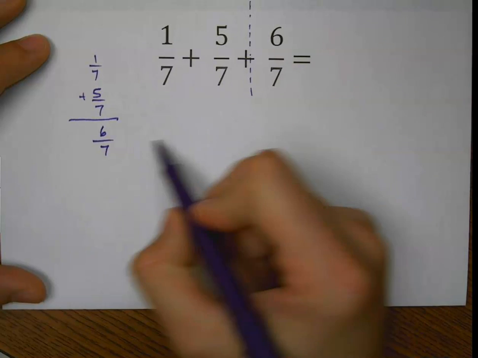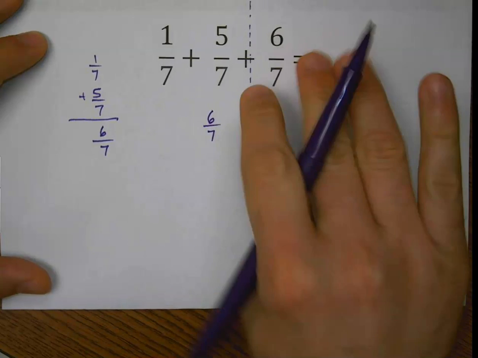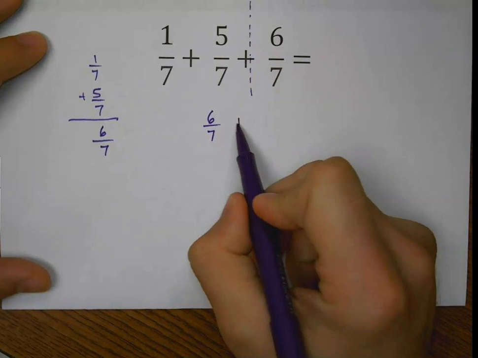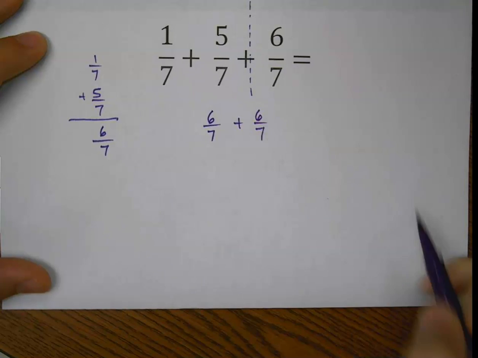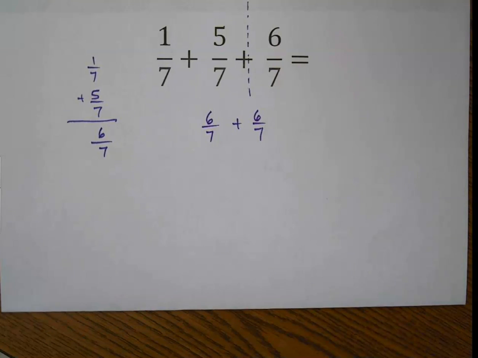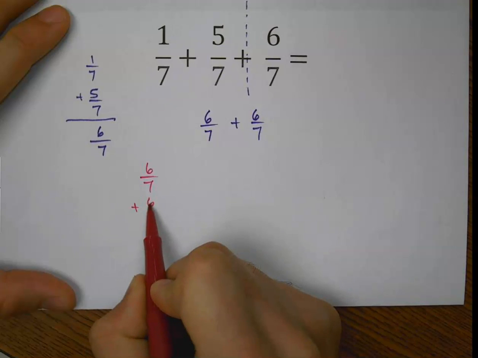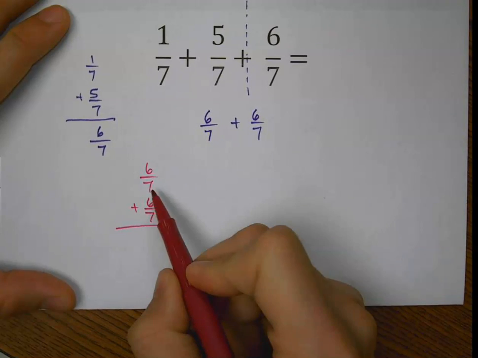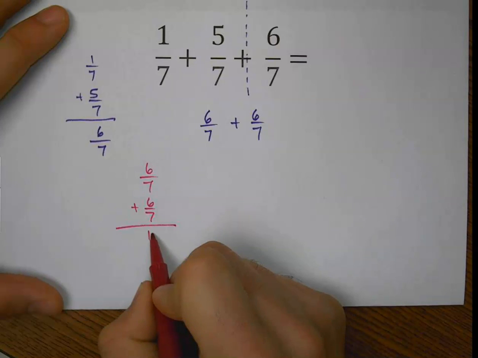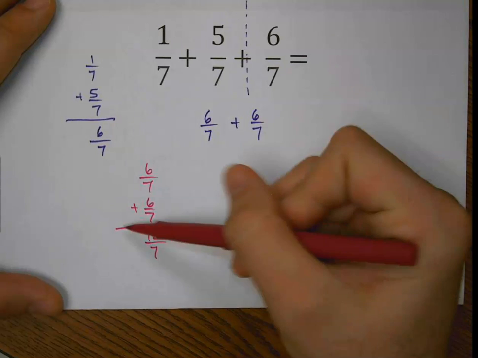Now I can bring this back in. Now I have 6 over 7 for this part, and now I just bring the rest of this straight down, plus 6 over 7. Now I have a problem just like I'm used to. So I have 6 over 7 plus 6 over 7. I add the numerators. 6 plus 6 gives me 12 over 7. My second step is to add the whole numbers, but I don't have any.